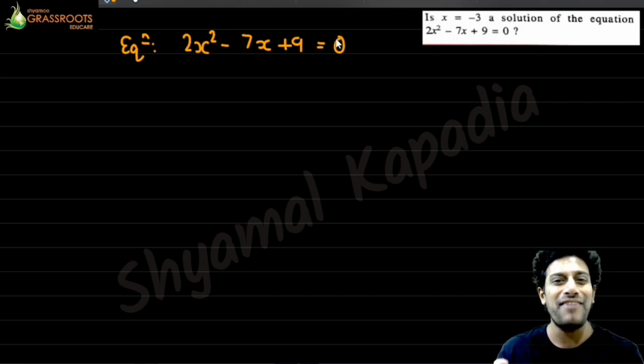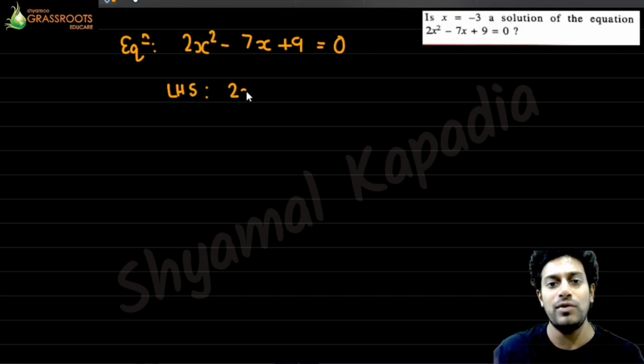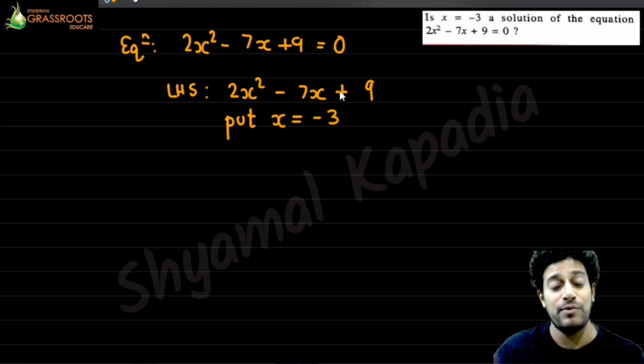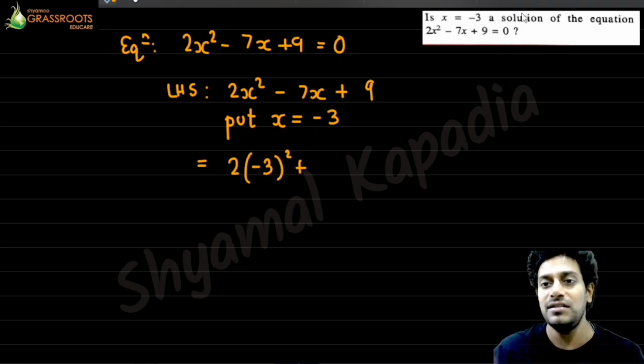Now put the value in the LHS. So I will put x equal to minus 3 in the LHS of the equation. LHS means left hand side. So you get 2x square minus 7x plus 9. Come on bro, put x equal to minus 3. Wherever you see x, you do that. So you get 2 into minus 3 the whole square minus 7 into minus 3 plus 9.